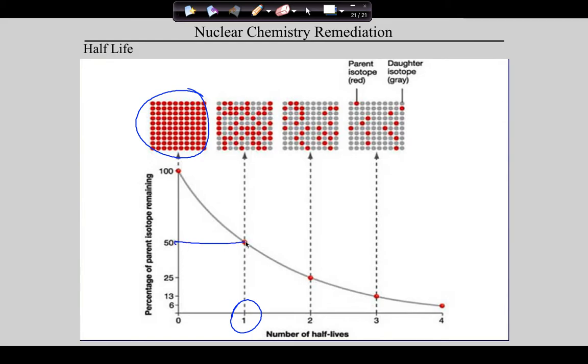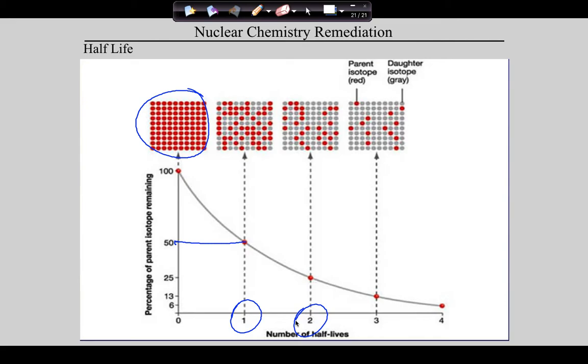So the idea then is this, that if we start with 100 red circles, after 1 half-life, 50% of those red circles still remain, and 50% of those red circles have turned into gray circles. So after 1 half-life, 50 red circles are left, that's half, and then 50 of those red circles have turned into gray circles. So what about after 2 half-lives? Well, now what we're going to do is we are going to take half of the half.